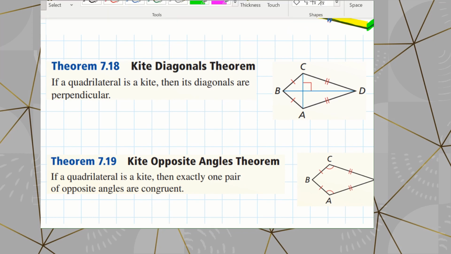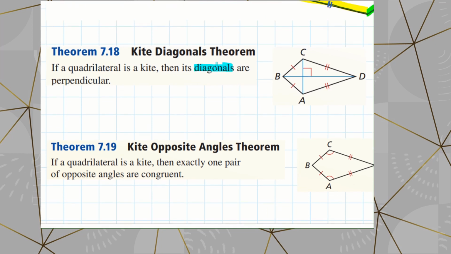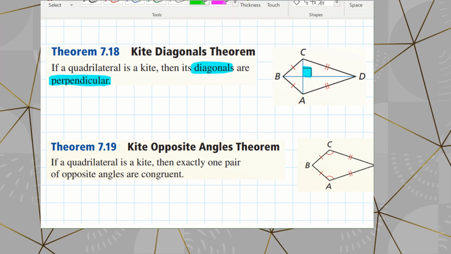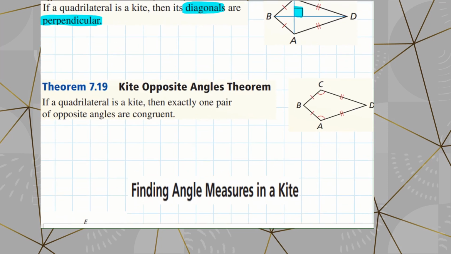And then from kites, we're going to be able to use two theorems. The first one talks about their diagonals. If you have a kite, then the diagonals are going to be perpendicular. Just like your diagonals for your rhombus, perpendicular, same thing here. Perpendicular means that they're going to form a 90-degree angle where they intersect.